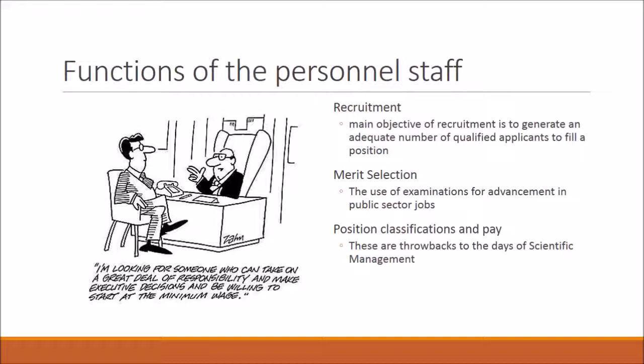Recruitment involves the process of advertising for job openings and encouraging people to apply. The main objective of recruitment is to generate an adequate number of qualified applicants to fill a position. Merit selection is the use of examinations for advancement in public sector jobs. The first effort at a merit selection process was in the 1883 Pendleton Act. It is the origins of the U.S.